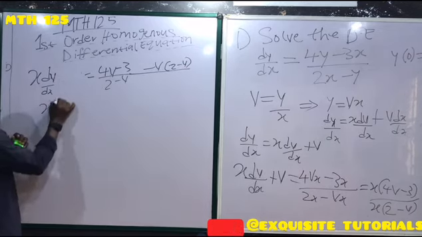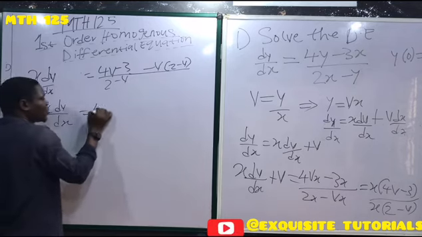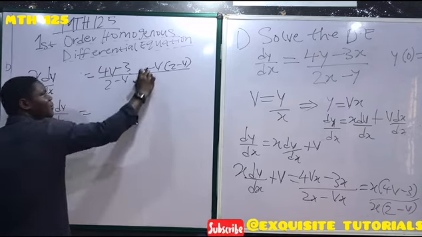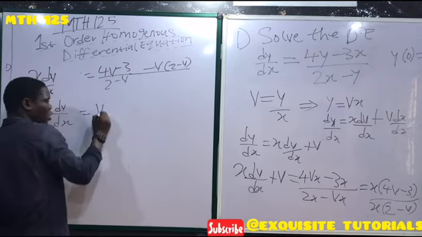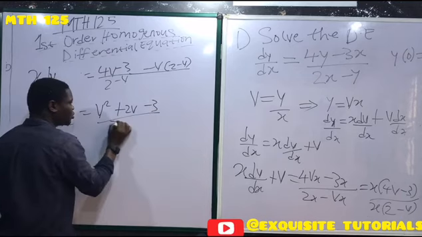So x dv over dx becomes 4v. 4v minus 2v is 2v. Minus v times minus v is v squared. Plus that 2v we had. Then minus 3, all over 2v.